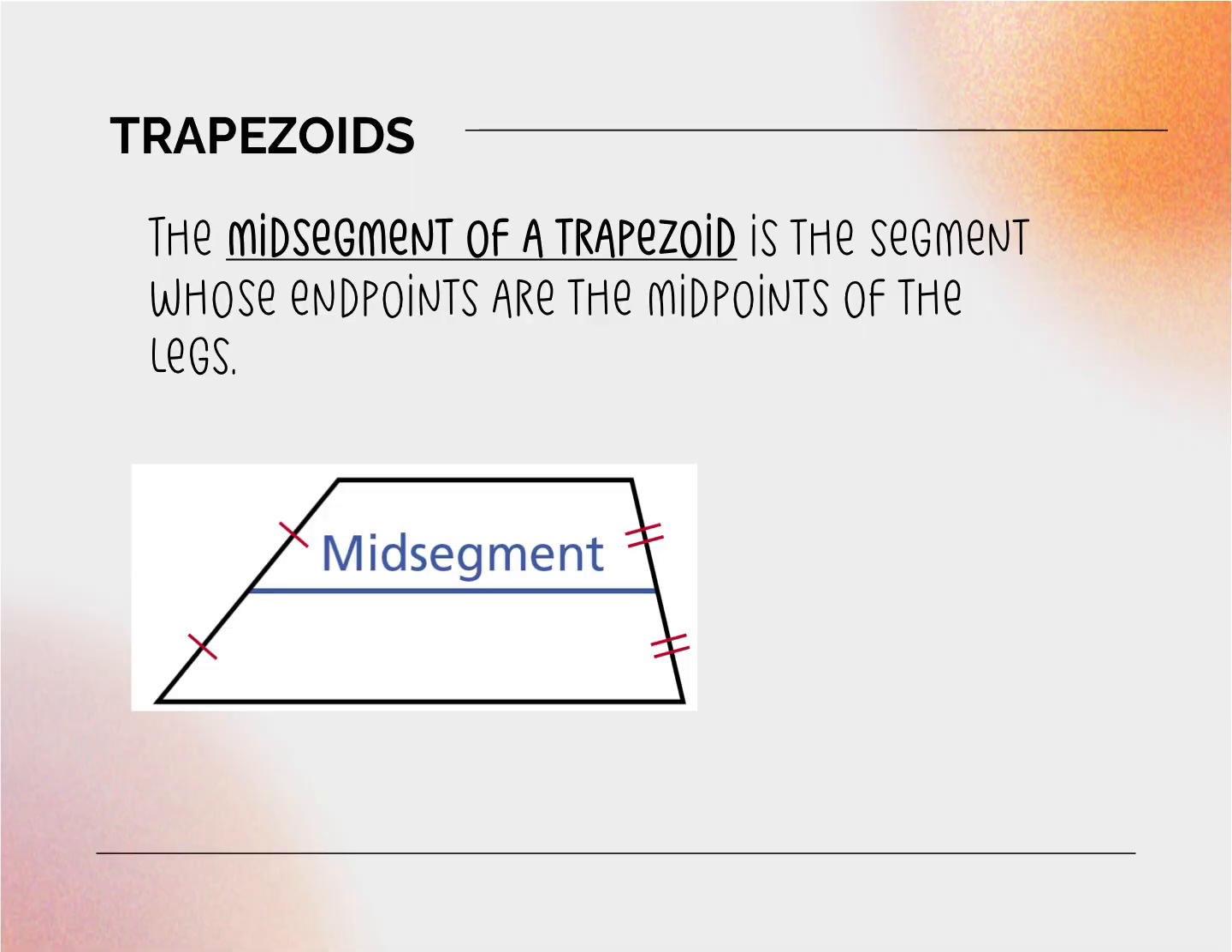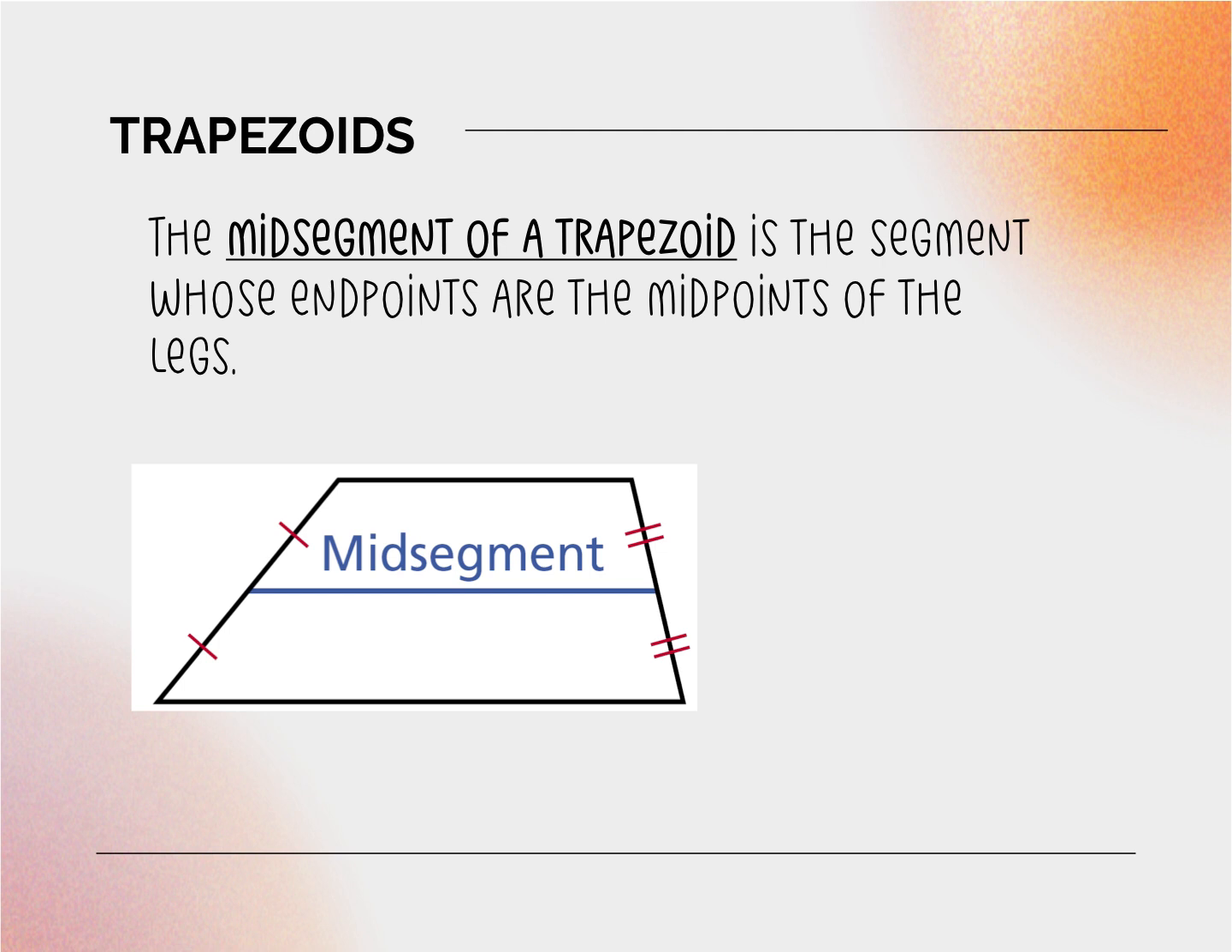All right, the mid-segment of a trapezoid is a segment whose endpoints are the midpoints of the legs. So we should know what midpoint is. If you don't remember, you're adding your two x's, dividing by 2, and then adding your two y's, dividing by 2 to find the midpoint. But this is just looking at my mid-segment.